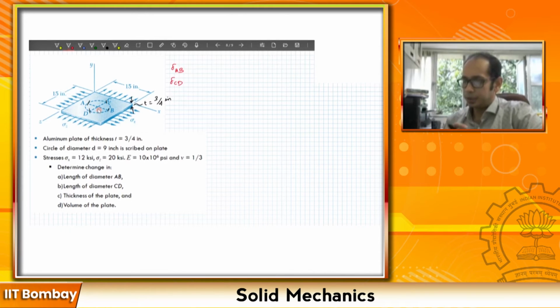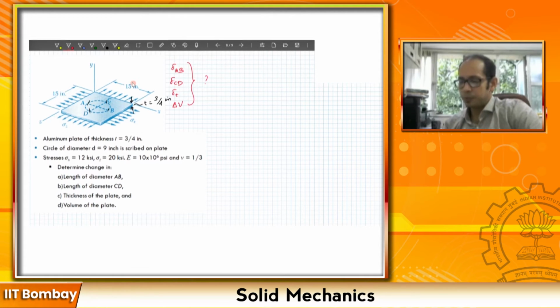What is the change in the thickness of the plate? This thickness is along the y direction, so I have to find my delta T if the original thickness was T, right? And the change in the volume of the plate, so essentially that is delta V. So these are the four quantities that we have to find in this problem, right?